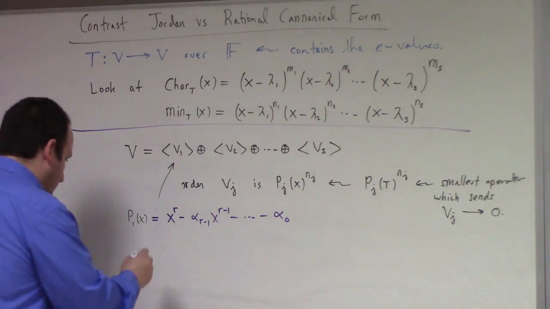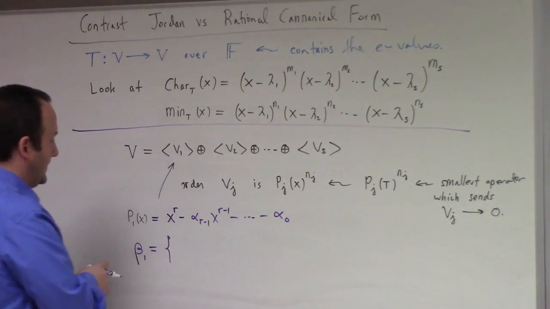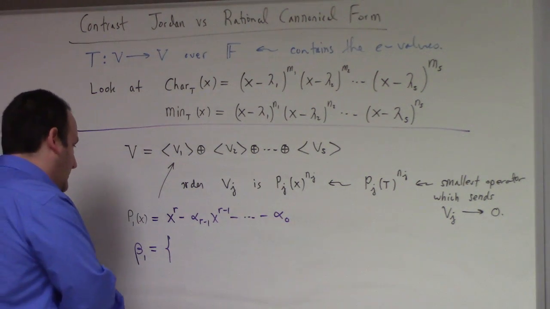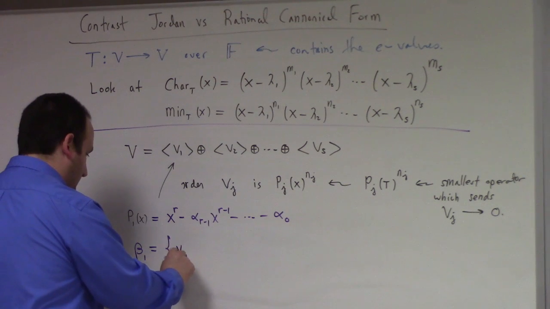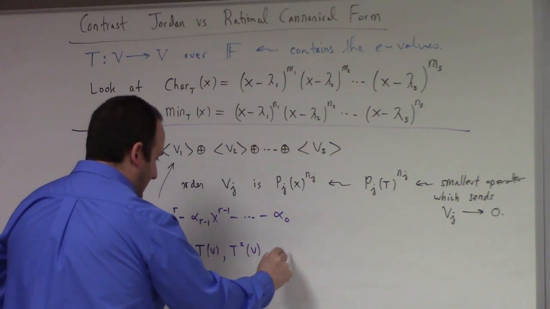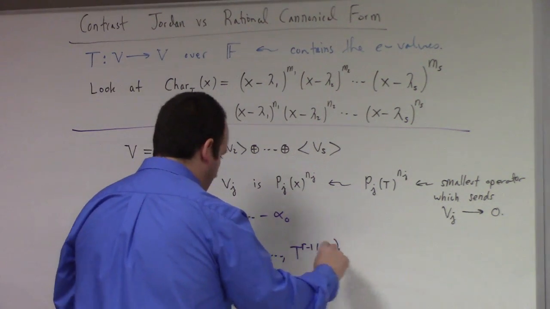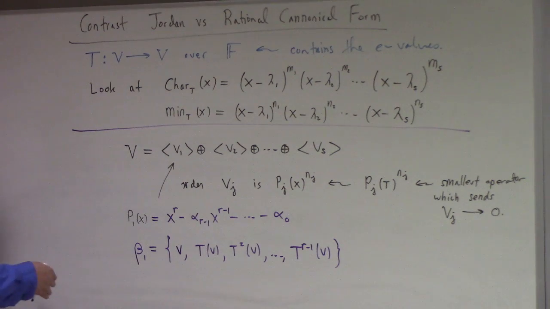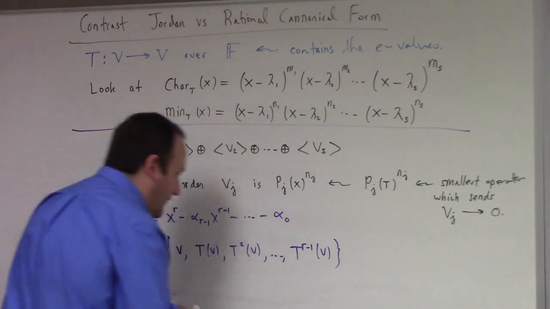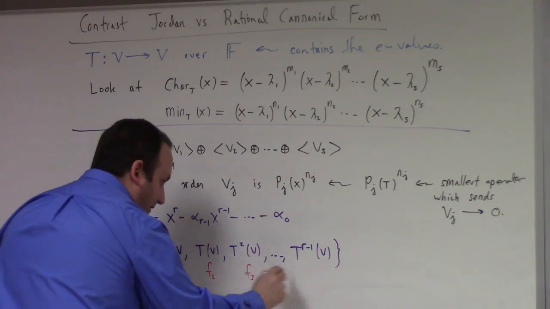Then the basis that we use for this first one is what? It looks like V, TV, T squared V, and so on, T to the r minus 1 V, right? And so with respect to that basis, if we call these things F1 through FR, F1, F2, F3, up to FR.